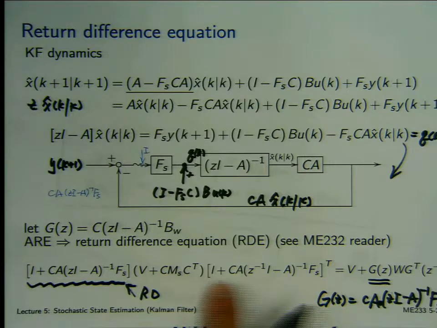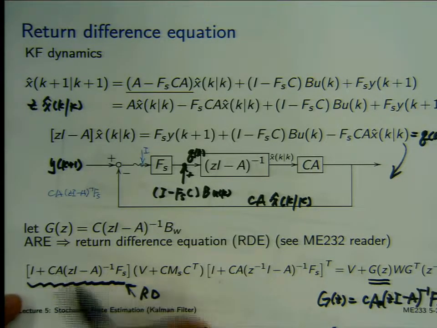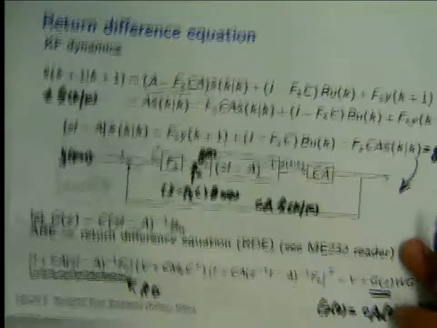Here is just a bunch of matrix multiplications. How will I be able to obtain the closed loop eigenvalues out of this? Take the determinant of this guy, I can obtain the closed loop eigenvalues, right? That's actually the same, if you recall 232, as how we obtain the symmetric root locus, by taking the determinant of the return difference equation.